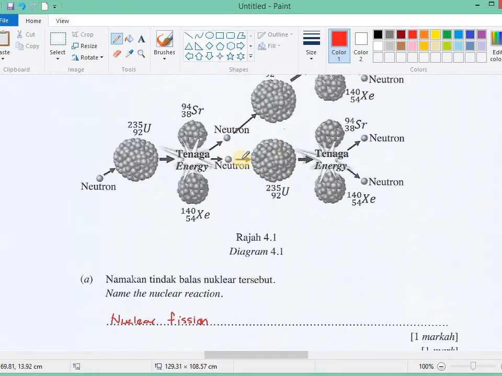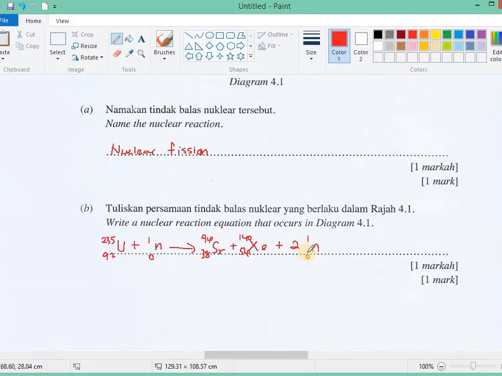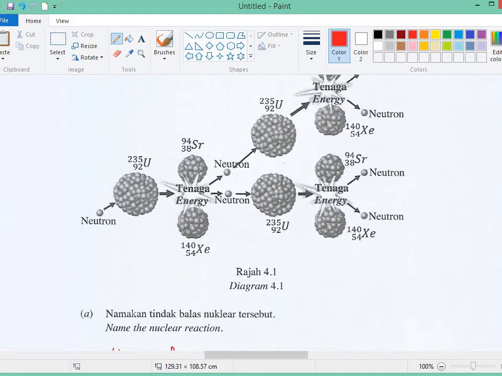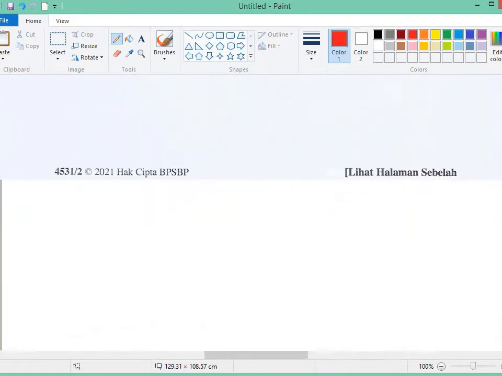So in this case, we must follow diagram 4.1. This diagram 4.1 shows that only 2 neutrons are released. Okay, so we must follow 2 neutrons only. I know that in the chain reaction that we usually see, it will have 3 neutrons. But in this case, they give us 2 neutrons released, so we must follow 2 neutrons. Because the question also says, write the nuclear reaction equation that occurs in diagram 4.1. Okay, so we must follow the one in diagram 4.1.